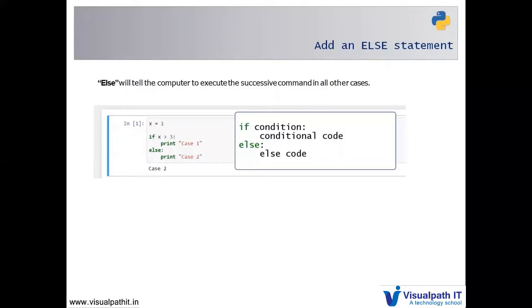There is also an else statement complementary to the if statement. The else statement will tell the computer to execute the successive command in all other cases. For example, here we declare x to have the value of 1. We check if x is greater than 3, then print case 1. Else print case 2. Now is x greater than 3? No, it is not. So it is not going to execute this print statement. It is going to come to the else part and it is going to print case 2.